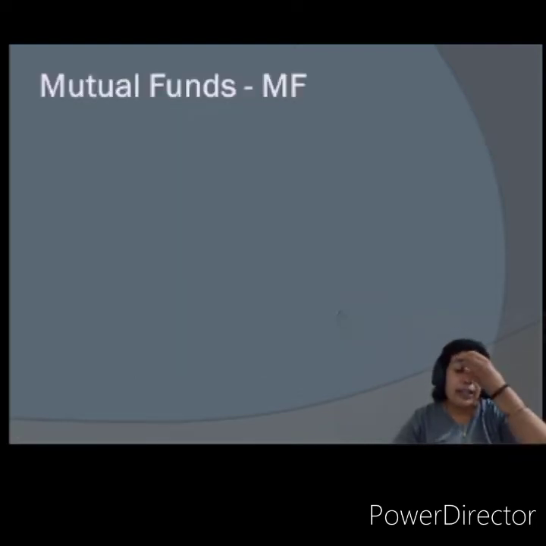What is the meaning of mutual funds? You must have heard in the advertisement on television, mutual funds are subject to market risks. Kindly read the documents carefully before you sign. I hope you remember this. So related to that only, mutual funds. What are mutual funds?